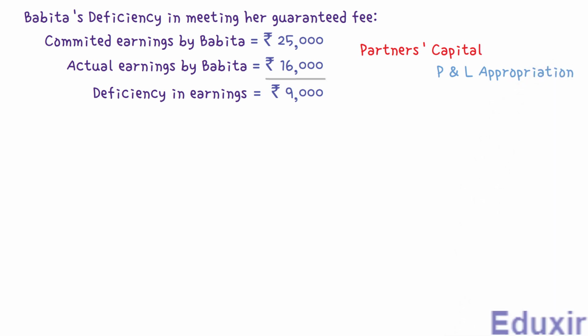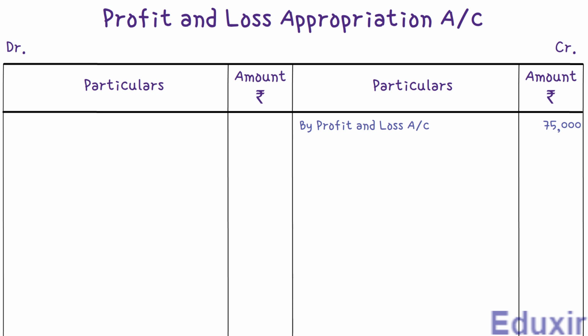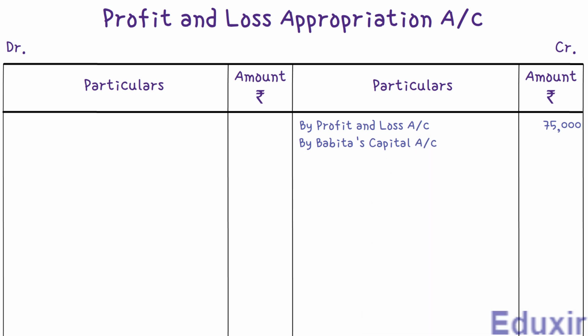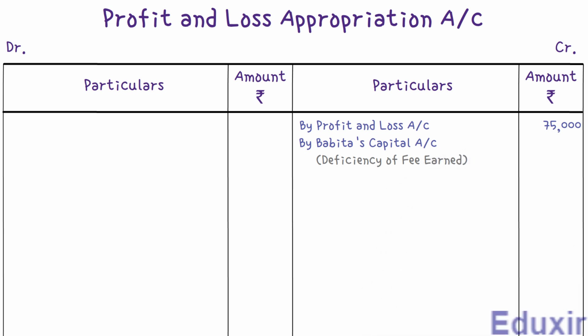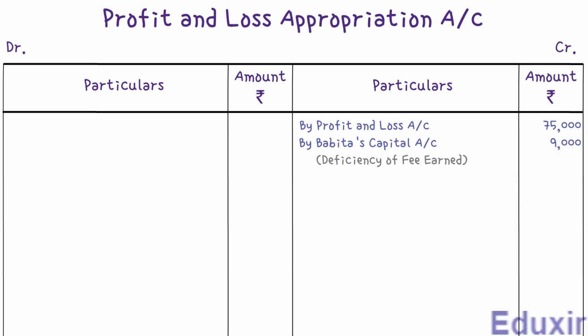Now, the preparation of the partner's capital account is not in the scope of this problem. So, let us leave out the partner's capital account related debit entry and let's directly post the profit and loss appropriation account related credit entry into the profit and loss appropriation account. Let us first write by Babita's capital account in the particulars column on the credit side. Let us also write that this is deficiency of fee earned by her. Let us then write this deficiency amount in fee as 9,000 rupees. And with that, we have completed the posting of the credit entry related to the deficiency in the fees earned by the partner Babita into the profit and loss appropriation account.